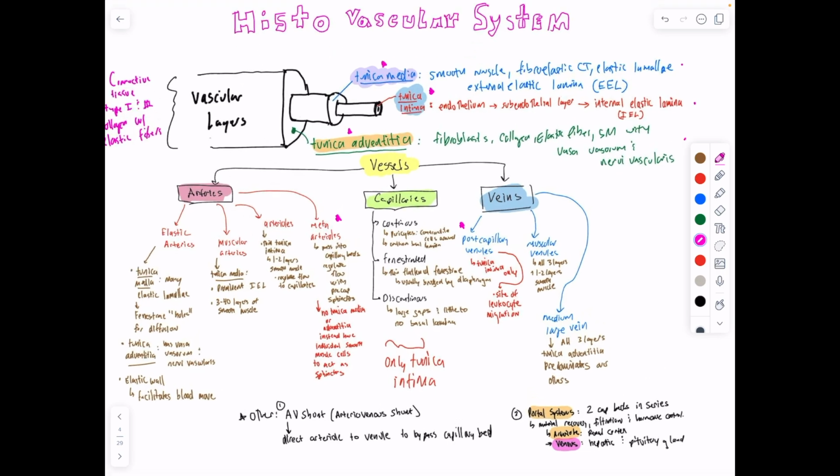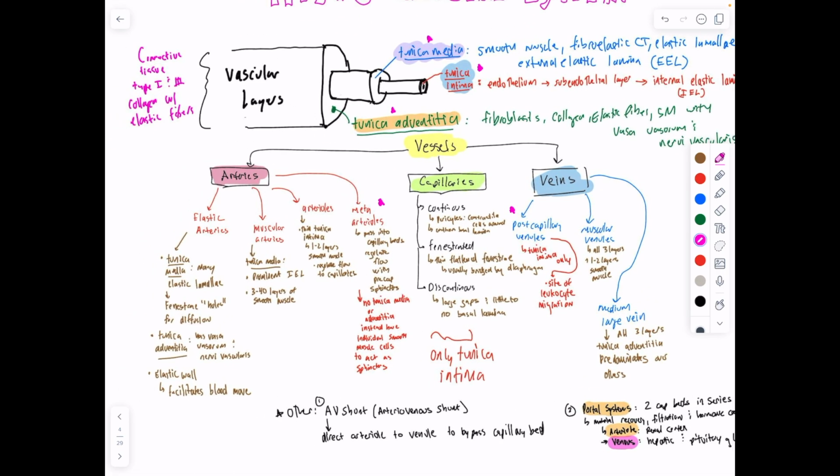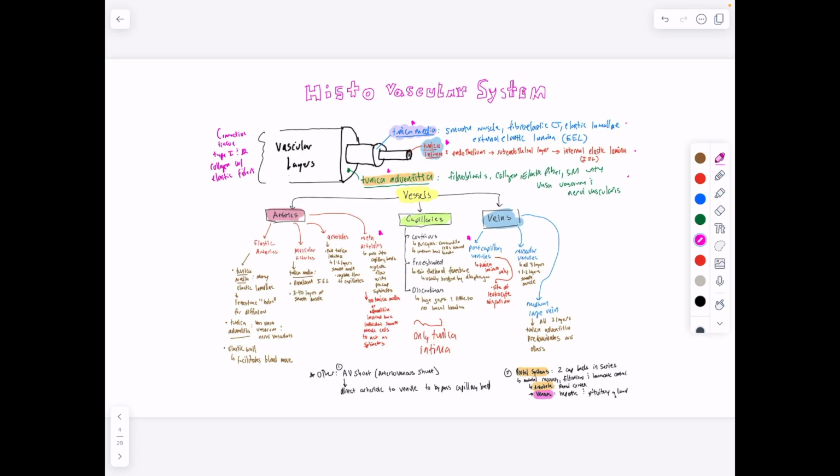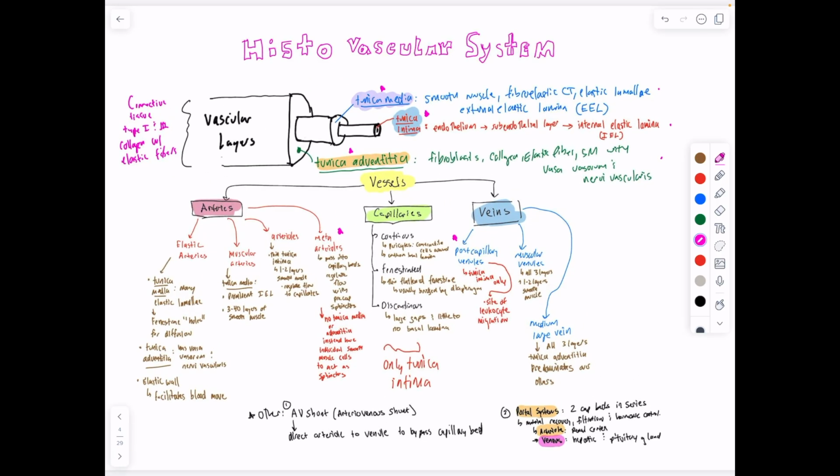of vessels. All right, so what are the different types of vessels? Well, we know we have arteries, veins, capillaries. Arteries, we have elastic arteries, muscular arteries, arterioles, and metarterioles. Capillaries: continuous, fenestrated, discontinuous. Veins: postcapillary venules, muscular venules, and medium to large veins. All right, so we're going to go through all these in just a minute. So I'm not going to go into detail, but you're welcome to watch the other video.